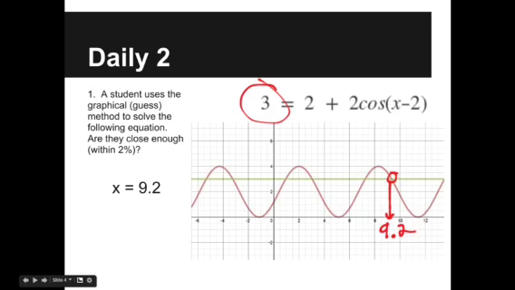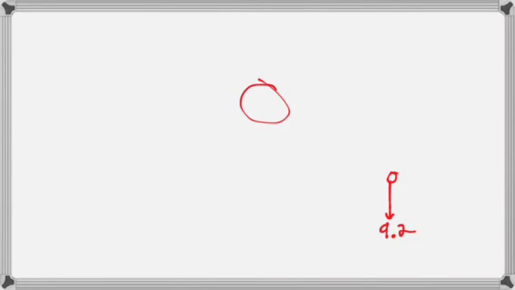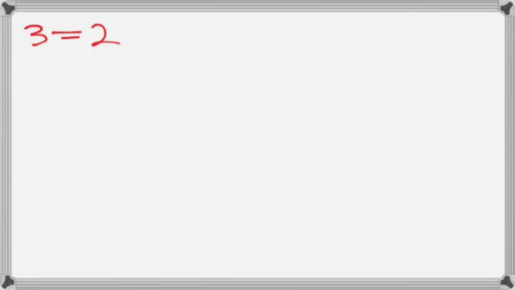If you take the equation, 3 plus... equals 2 plus 2 cosine x minus 2. I want to solve this for x. I want to find my algebraic solution. And I'm going to have to use an arc cosine to do that, because if I just use cosine inverse, I'm only going to get one answer, and I don't know that that's the point of intersection I'm looking at.